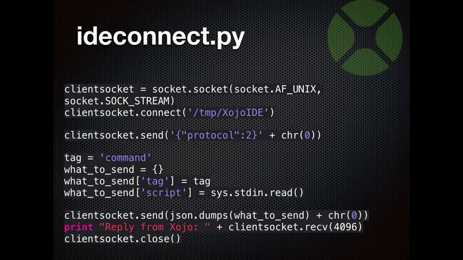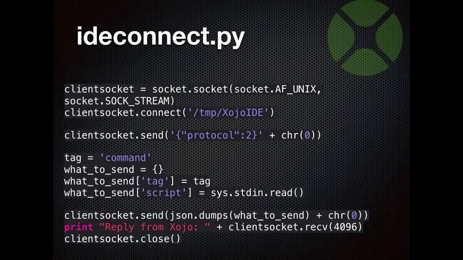And this very important line here, I will send to the socket this little JSON string, which says, it's a dictionary. It says protocol 2, and then CHR0, which means end of file. So that when you do that to the socket, it says to the socket, whatever is coming next is protocol version 2. It's not going to be a straight Xojo script. It's going to be a JSON notation with a tag and a command. So that's the tiny bit that you need to do to activate protocol version 2, because it's the same socket.